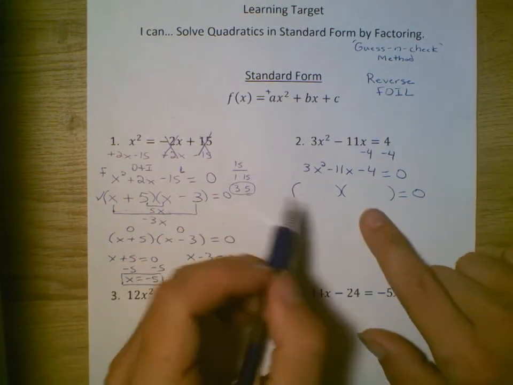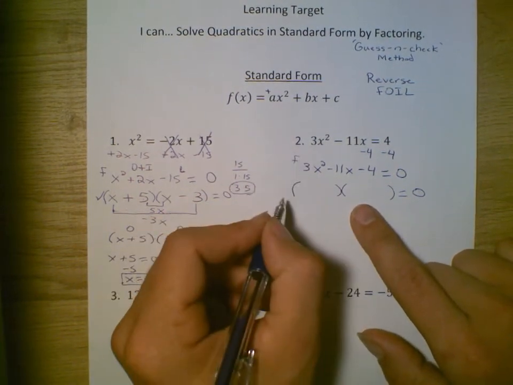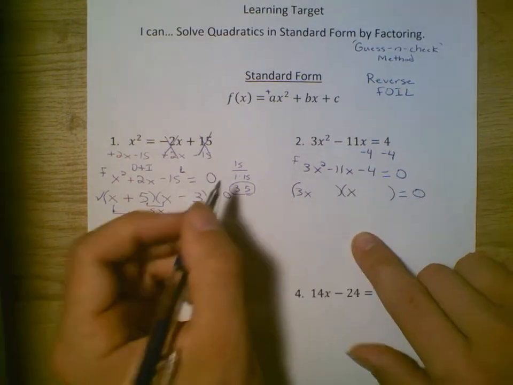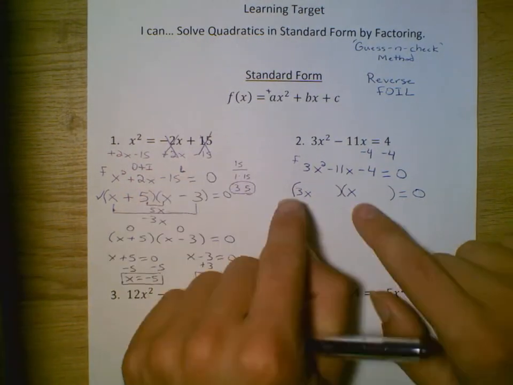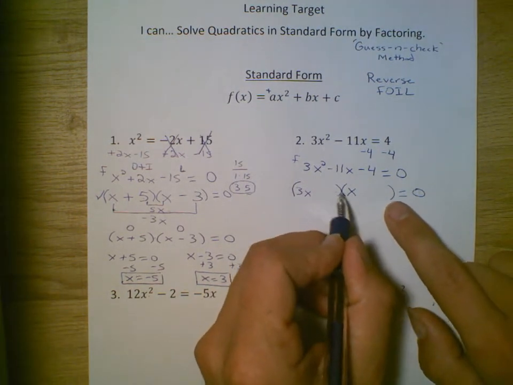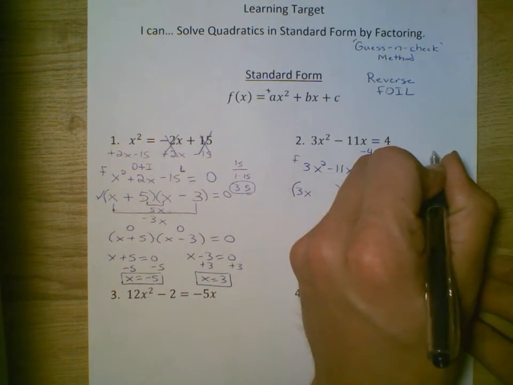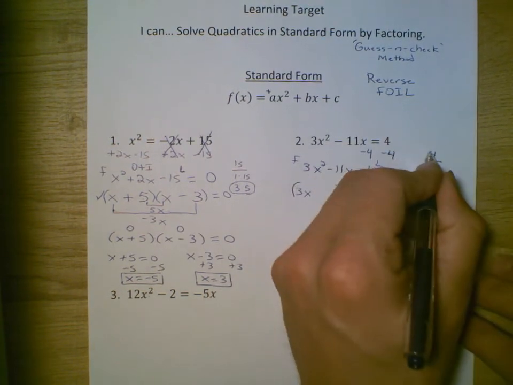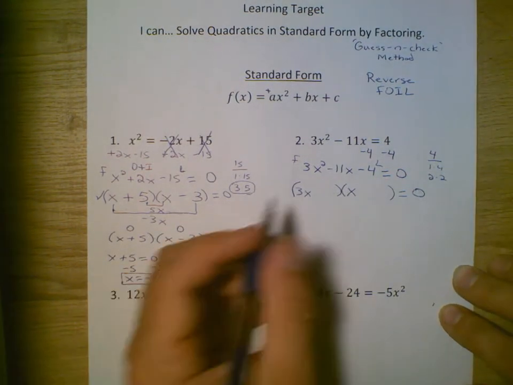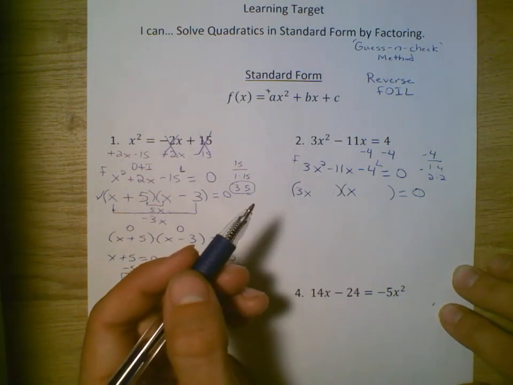When I do this, I'm asking myself, what times what gives me the first term? Well, it's 3x squared. So 3x times x gives me 3x squared. So that's the F part of FOIL. Then I ask myself, what times what gives me the last term? Well, the last term is a negative 4. So to get 4, I need 1 times 4 or 2 times 2. But one of the numbers in each pair has to be negative in order to get a negative 4.